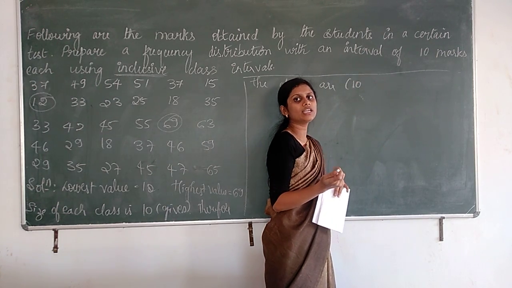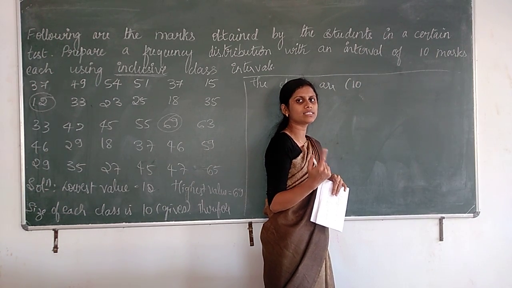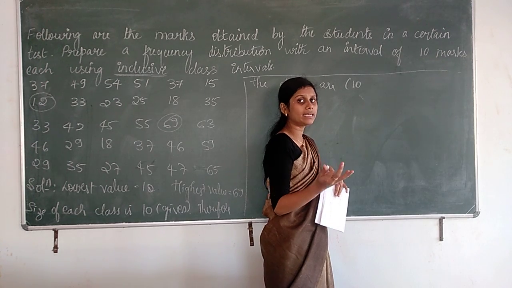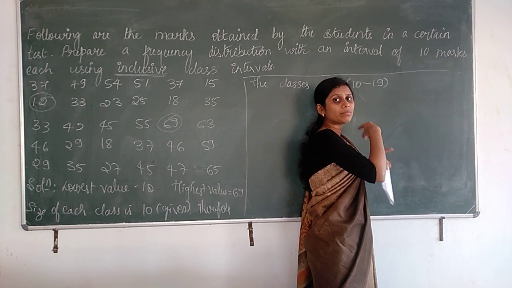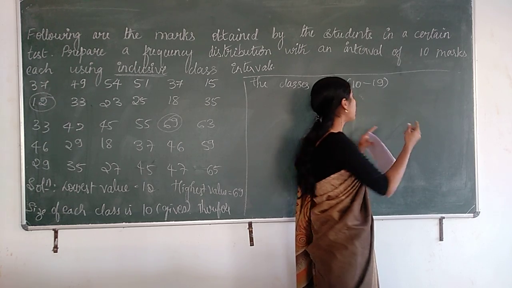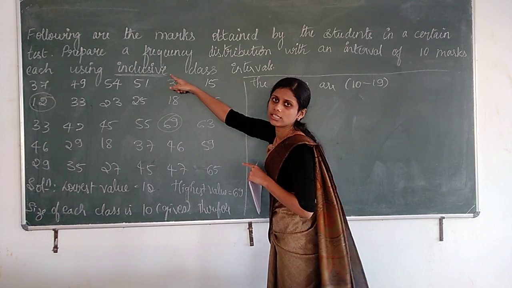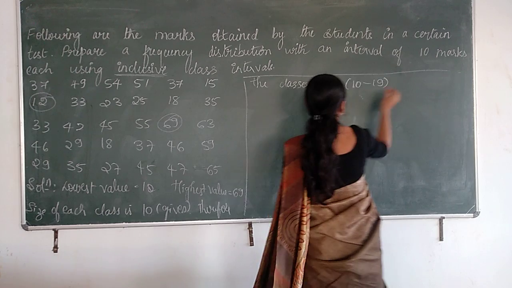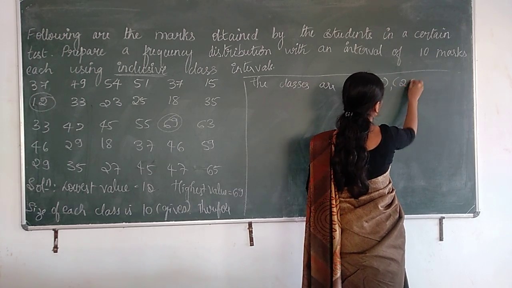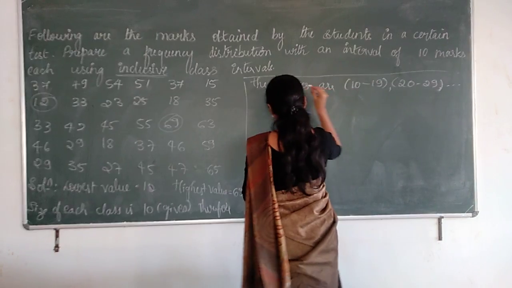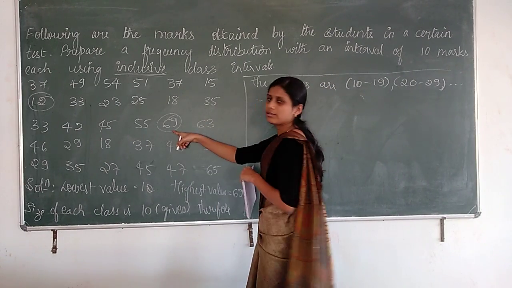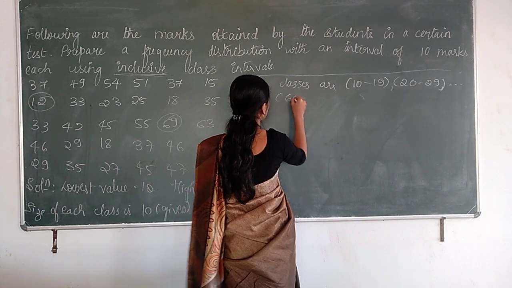10, 11, 12, 13, 14, 15, 16, 17, 18, 19. We are going to write up to 19. And we are not going to repeat 19 once again, because we are going to take the frequency distribution with inclusive class interval. So don't repeat 19. Next from 20, 20 to 29. Like this, up to the highest value 69. Therefore up to 60.